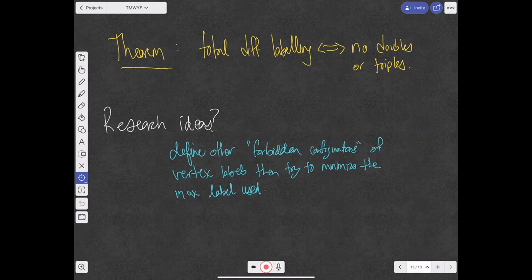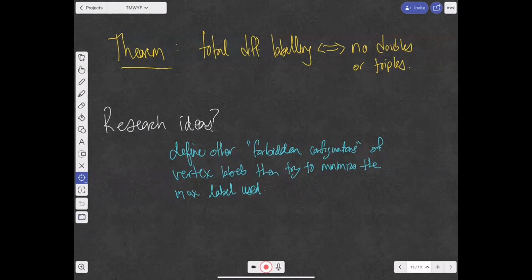And so when you think about it like that, the other direction that you can take these types of problems in is you can define other forbidden configurations of vertex labels and then try to minimize the maximum label used. Whether you want to define the edges via the difference or some other combination of edge labels, that's totally up to you. But there's a lot of problems that are still out there.